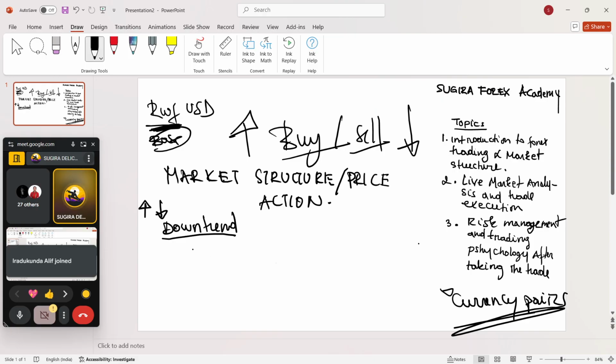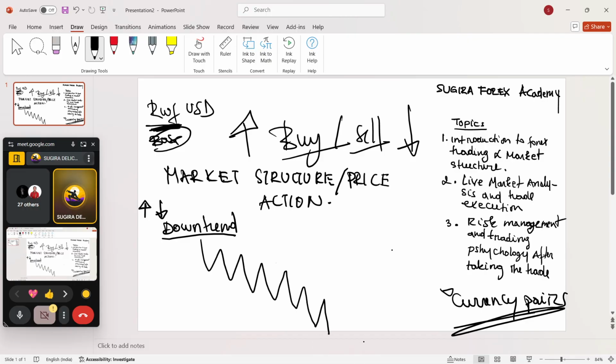So now downtrend, if you can see, technically this market is heading to the downside. Even a kid can see that the market is heading to the downside, right? So now what does it mean in general?